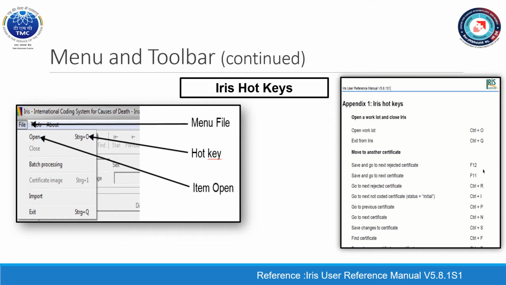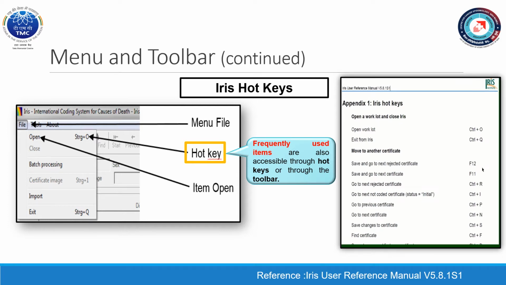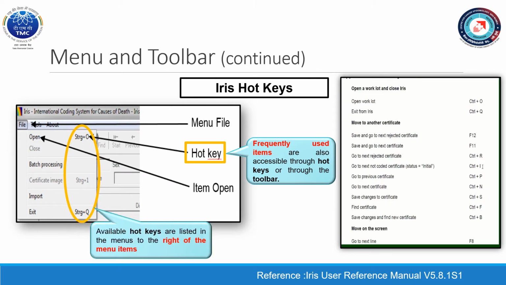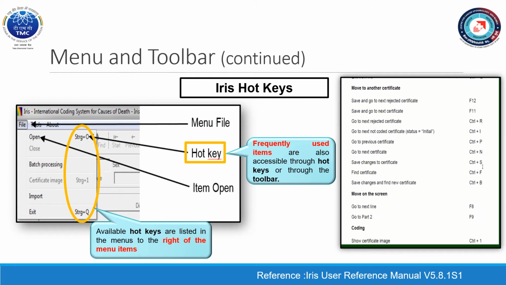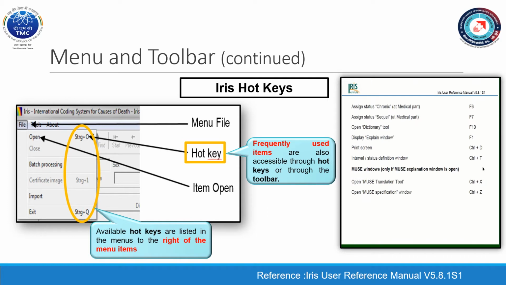Iris hotkeys. Frequently used items are also accessible through hotkeys or through the toolbar. Available hotkeys are listed in the menus to the right of the menu items. The hotkeys used by Iris are listed on the screen.